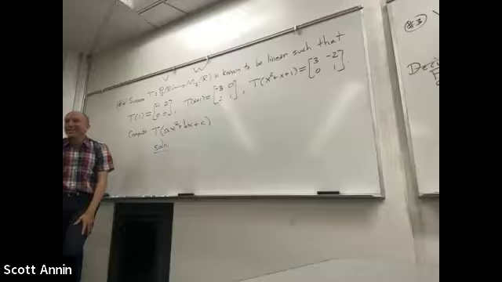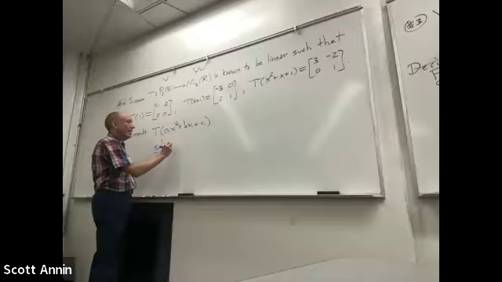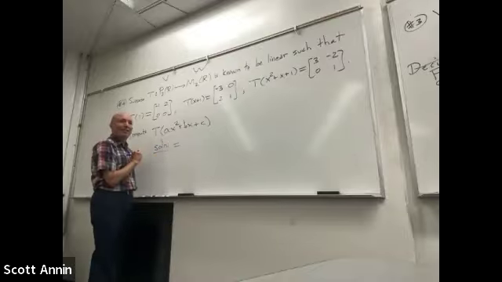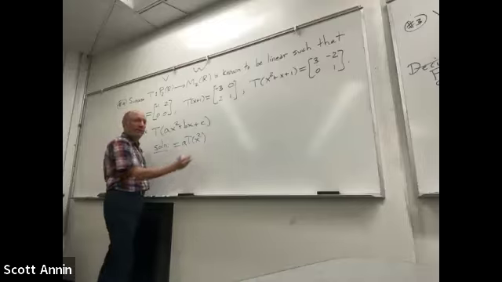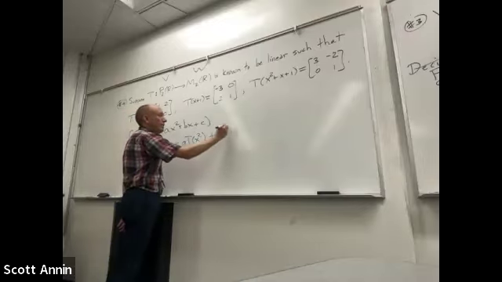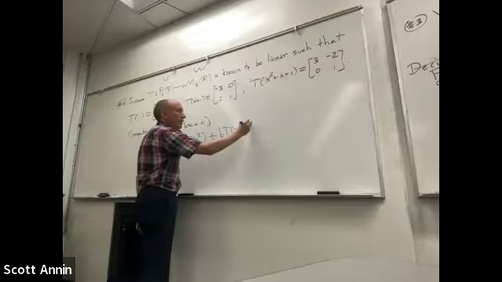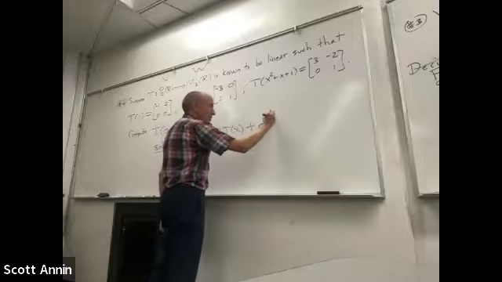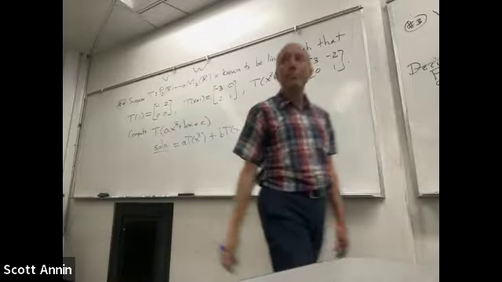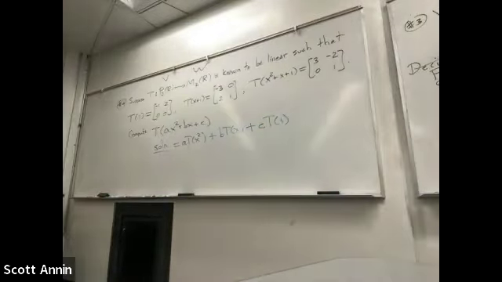Anthony? Yeah, so what's it going to be? A times T of x squared, good. B times T of x. Plus C times T of 1. There you go. That's exactly right.